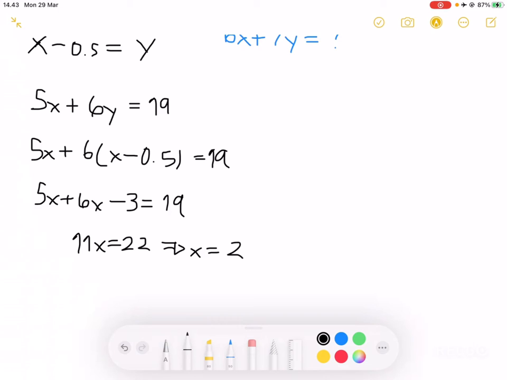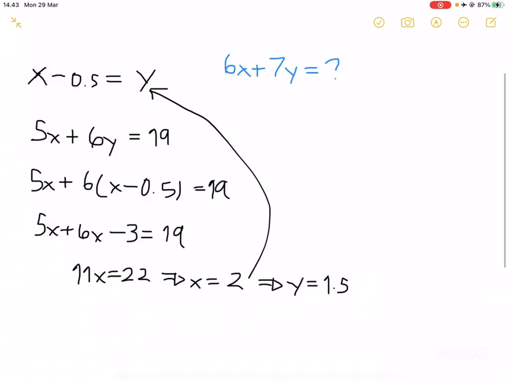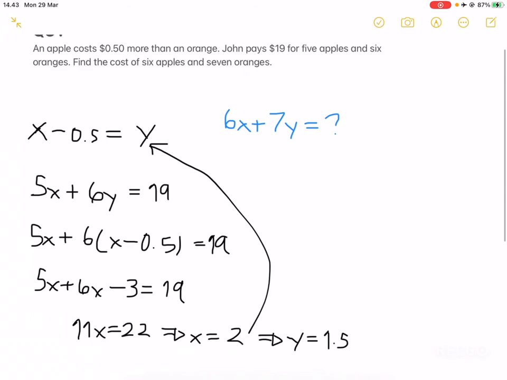So the cost of an apple is $2, and plugging x equals 2 back into the first equation to find the value of y, you'll get that y is equal to 1.5. So the cost of an apple and an orange are $2 and $1.5 respectively.